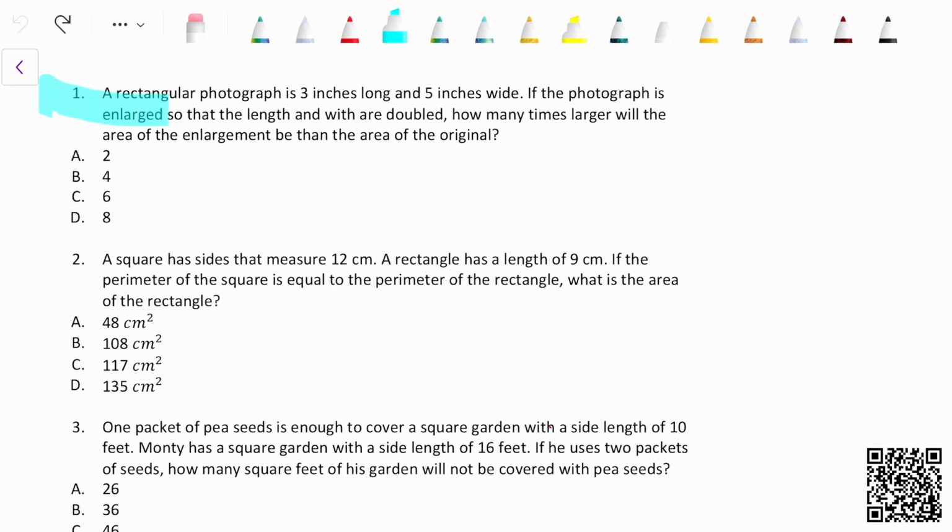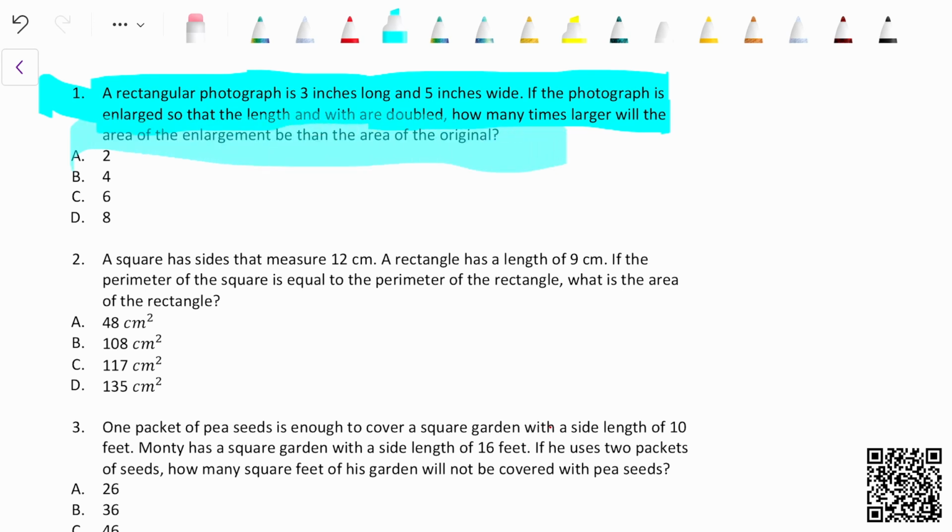So our first question today is, a rectangular photograph is 3 inches long and 5 inches wide. If the photograph is enlarged so that the length and width are doubled, how many times larger will the area of the enlargement be than the area of the original?